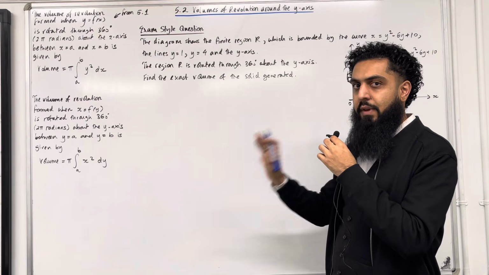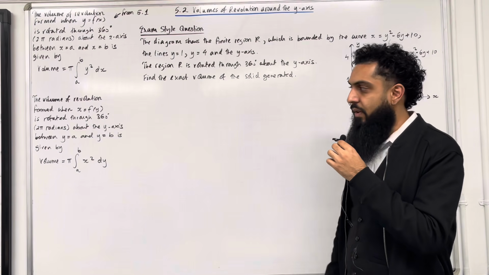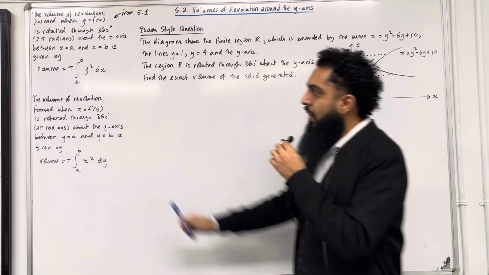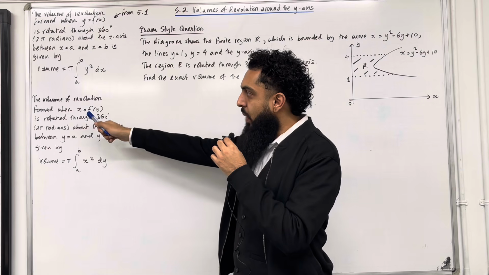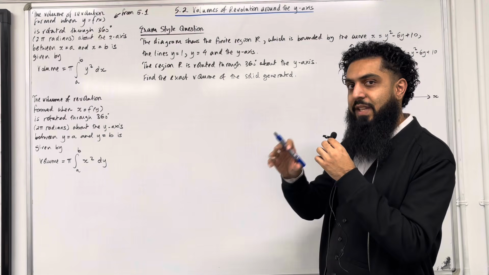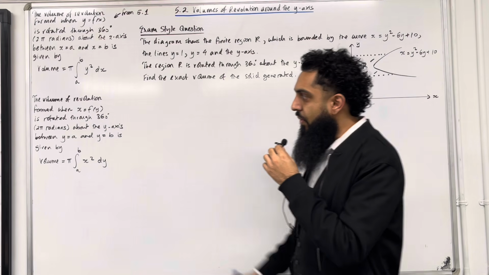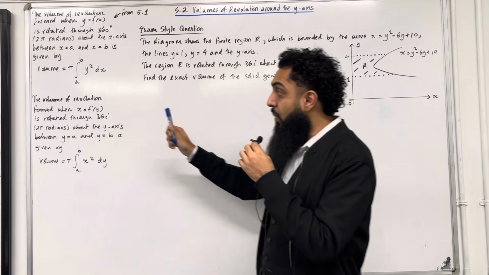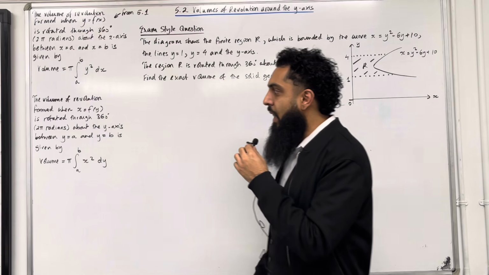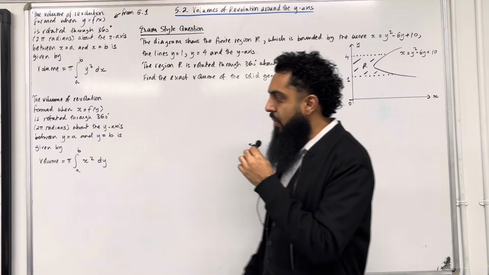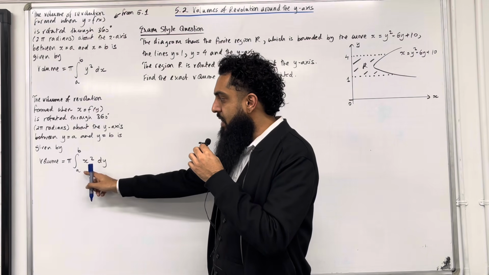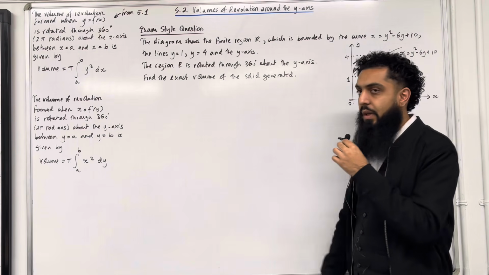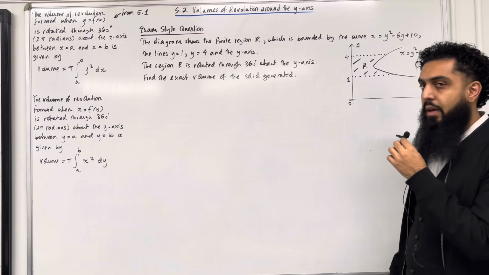We can extend this further, and this leads on to the key fact of 5.2 volumes of revolution around the y-axis. The volume of revolution formed when x equals f of y, so x is now a function of y, is rotated through 360 degrees, which is equivalent to 2 pi radians, about the y-axis between y equals a and y equals b is given by volume equals pi multiplied by the integral from a to b of x squared dy. This is the key fact of 5.2 volumes of revolution around the y-axis.